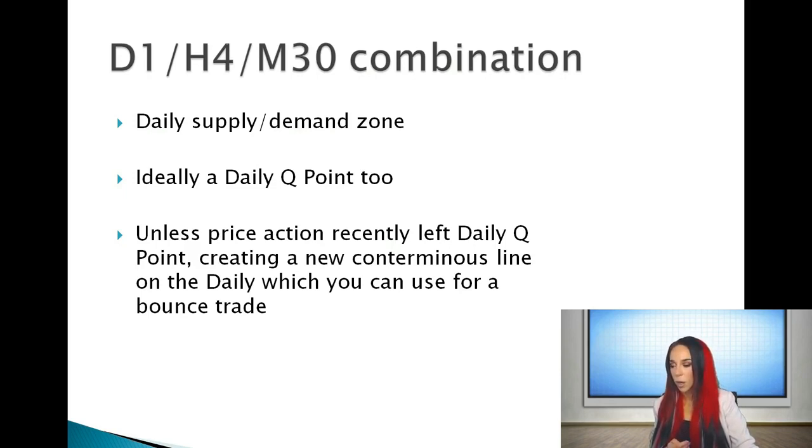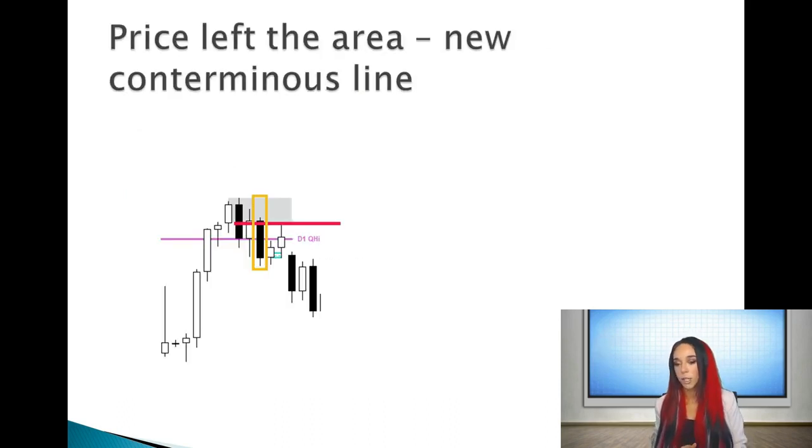But there are times when the price has rejected a daily cue point via a rejection pattern of some sort, which gives you a brand new conterminous line for a bounce trade. For example, here there is a test of an older daily Q high that came from way back. But the point being is that one of the candles actually leaves the Q point area, and I've marked it in this yellow orangey rectangle. Now this event is your development price action rejection signal. It's a reversal signal, right? And one that leaves a Q point area as well.